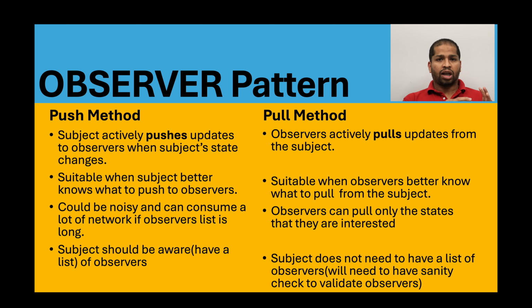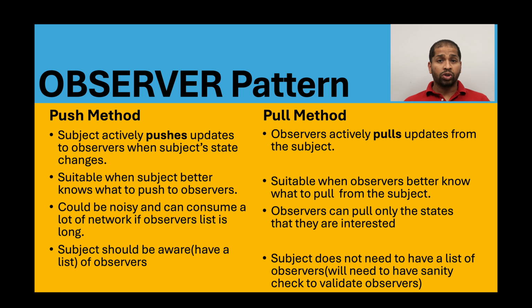In the push method, the subject actively pushes notifications, pushes its updated state to the observers, whereas in the pull method, observers actively pull updated state from the subject. The push method is more suitable when the subject is aware of the requirements of the observers, what type of data they need, and what format they need it in. The pull method is more suitable when observers better know the subject's data and when they want that data from the subject.